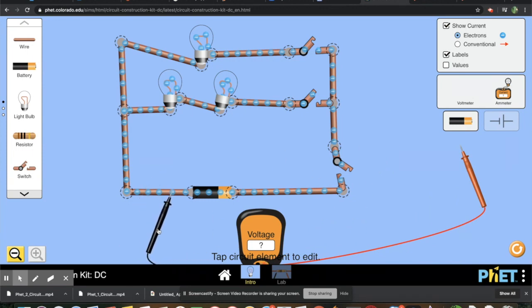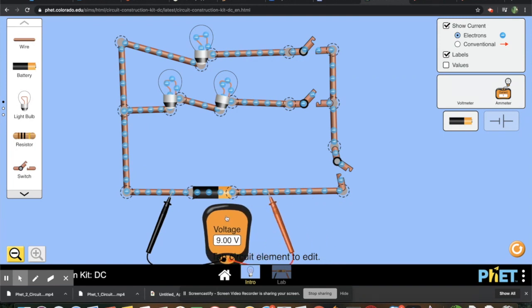So let's just do one we know already. If I put my probes on either side of this battery, I get a voltage of 9 volts. If I switch them, let's just see what happens. We get -9. So it doesn't change the number, it just makes it negative. So if you get a negative, just switch your probes and you'll be good.